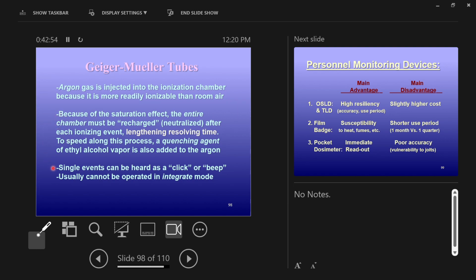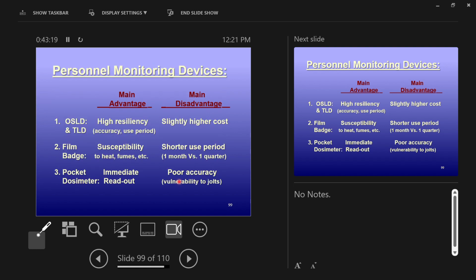Single events heard as a click or beep. And they say usually cannot be operated in integrate mode. They can integrate just fine, most of the newer ones. Sorry, hang on. So let's see the ones that we mostly deal with. Let's give some advantages and disadvantages to them.